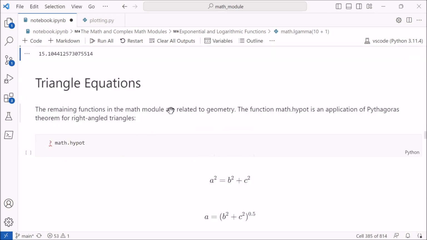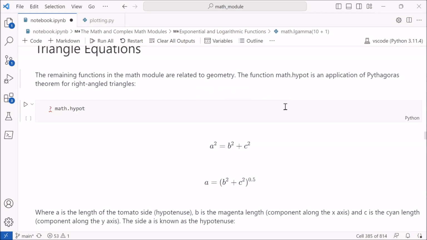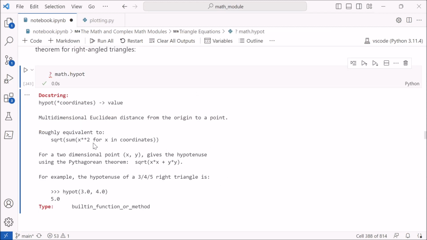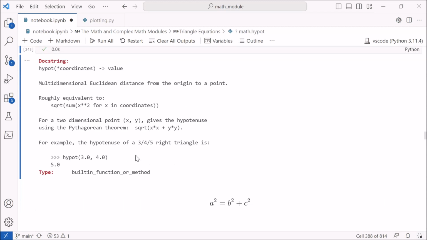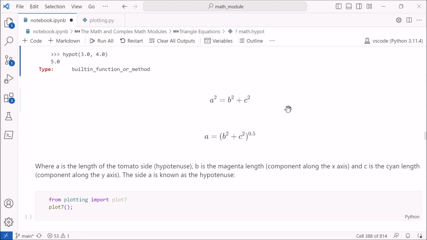So the remaining functions in the math module are generally related to geometry. The function hypot is an application of Pythagoras' theorem for right-angled triangles. So here you can see in the docstring, it's basically the square root of the sum of all the numbers squared. The example given is a 3, 4, 5 triangle.